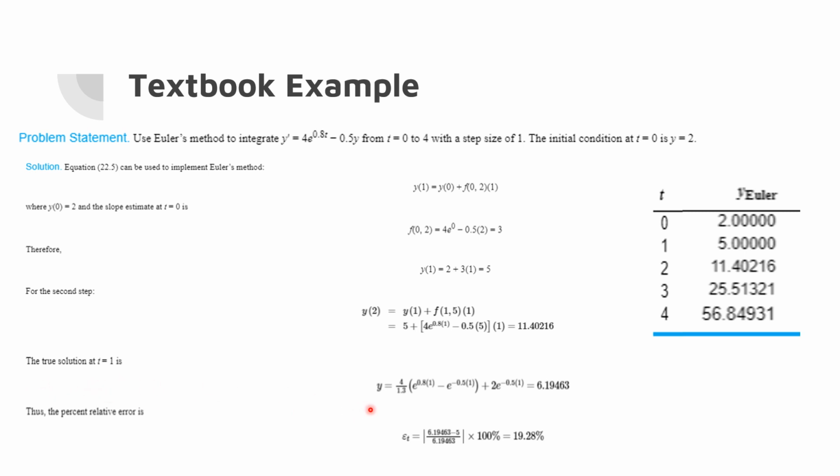For this section, they analytically calculated the equation for this differential equation that gives the true solution. So they went from y prime to y, and from then they can just plug in the respective t values to get the y value. And as you can see, in Euler's method, when t equals 1, y is equal to 5, but in the true solution, when t equals 1, y is actually equal to 6.19463, and so there's actually a percentage of error, and that is calculated here.